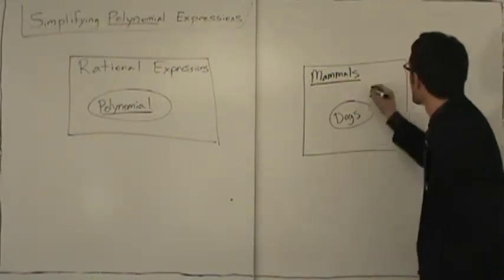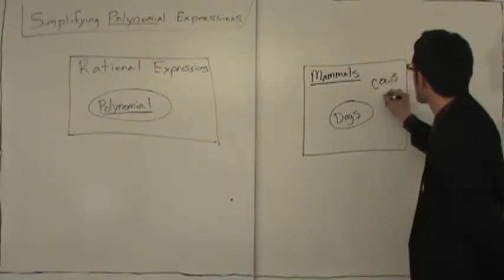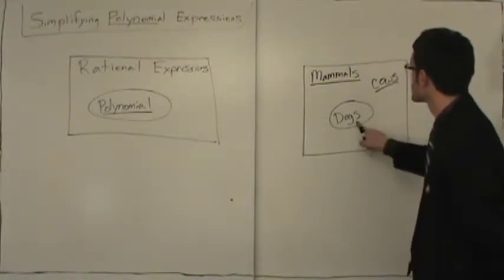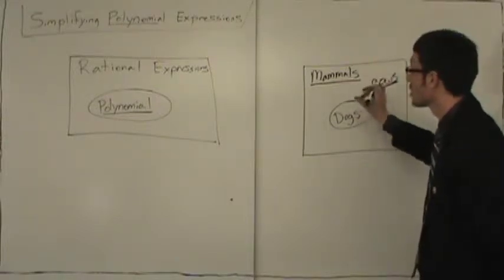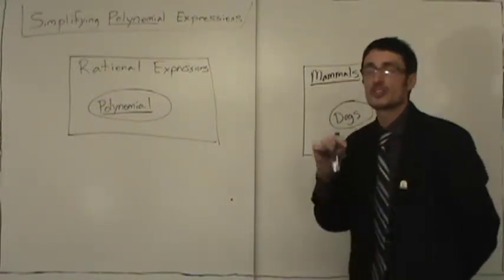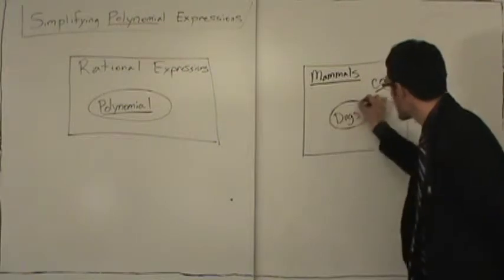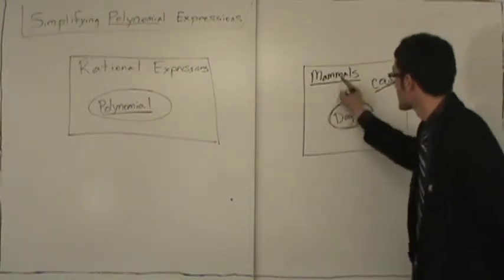No. Okay? Are cows in the set of dogs? No. But are cows in the set of mammals? Yes. So is every mammal a dog? No. But if I asked you, is every dog a mammal? Yes, because dogs are within the set of mammals.